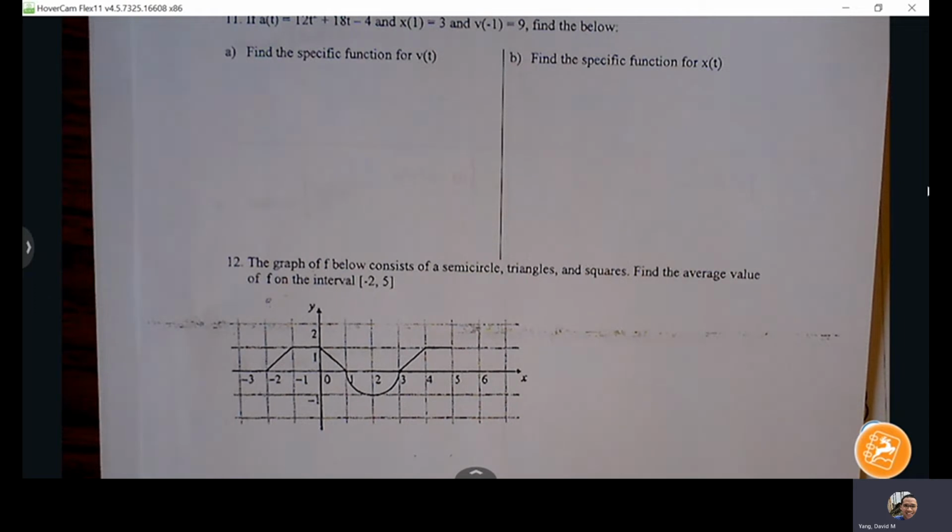Are summations part of it? Not directly. But the limit definition, sometimes they throw that at you, so you should understand how it works.